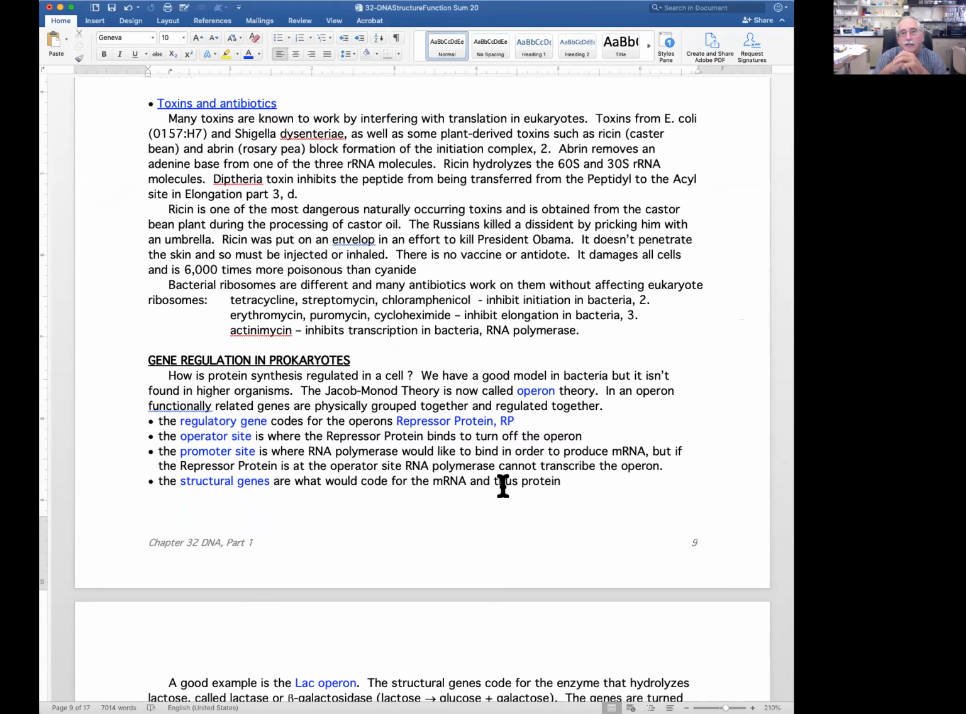So toxins and antibiotics. I went through several of these. I don't want you to memorize all this stuff, but let's think about this. The diphtheria toxin inhibits the peptide from being transferred from the peptidyl to the acyl site on the site of elongation on the ribosome. Okay. Ricin, one of the most dangerous naturally occurring toxins.